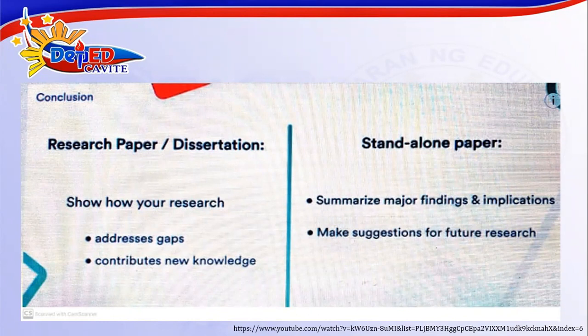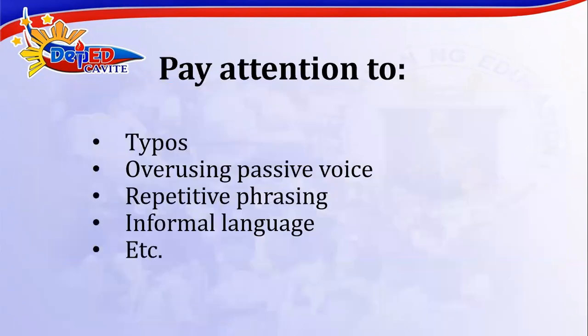Now for the final tip, before you go ahead and submit your paper, make sure to proofread and revise it. So apart from typos, you should also pay attention to overuse of passive voice, then repetition of phrases, then informal language, and others. So natapos na tayo sa 5 steps on how to write your literature review.